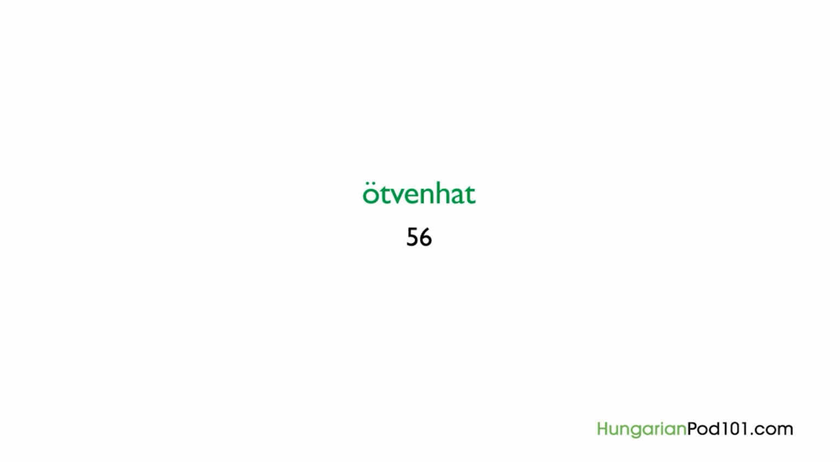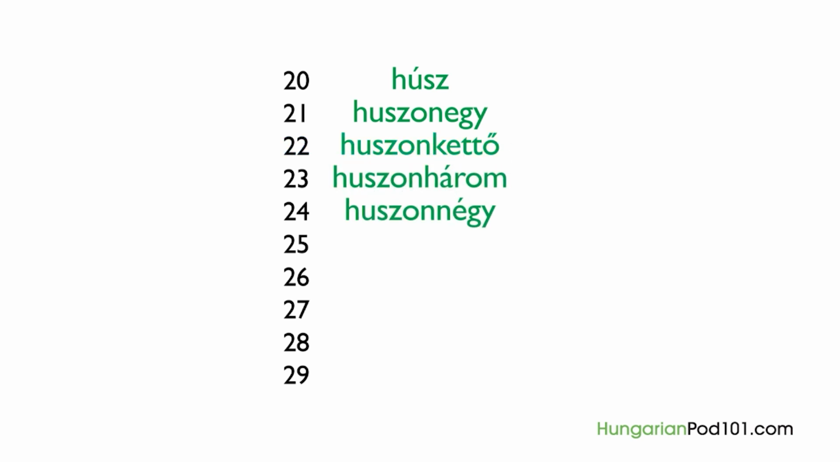Let's make another number. For instance, 98. Take 90, kilencven, and add 8, nyolc. 98. The only exceptions are the 20s. 20 is húsz, but when saying 21, 22, and so on, húsz changes to huszon. For example, 21, 22, and so on.